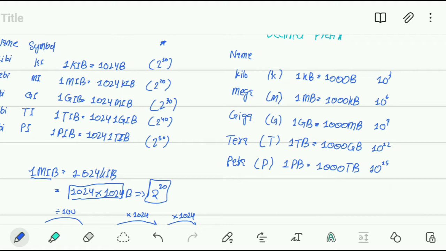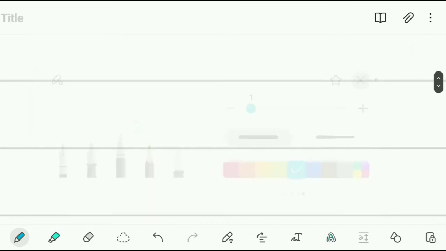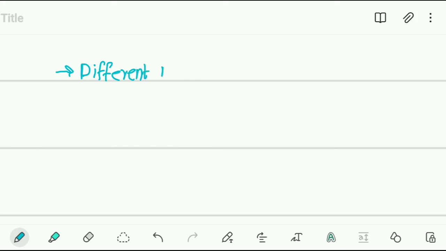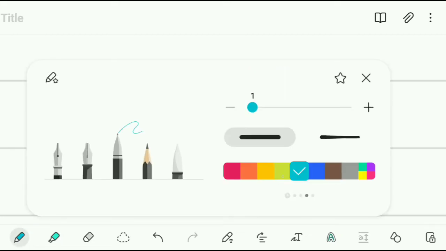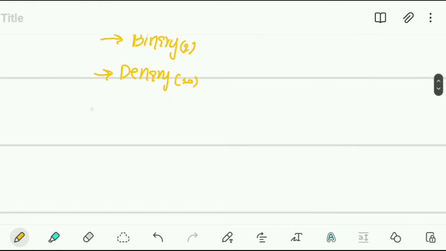Okay, so you should be better prepared for this, and let's move on to understanding the basis of different number systems. Now we're coming to different number systems. It's talking about binary, where the base is 2, denary, where the base is 10, and hexadecimal, where the base is 16.